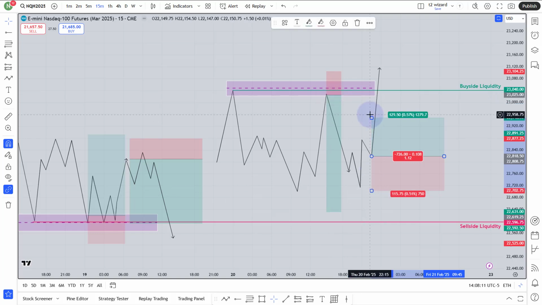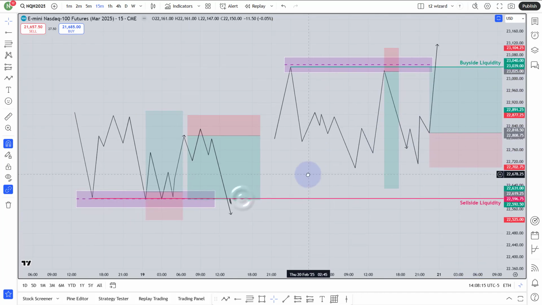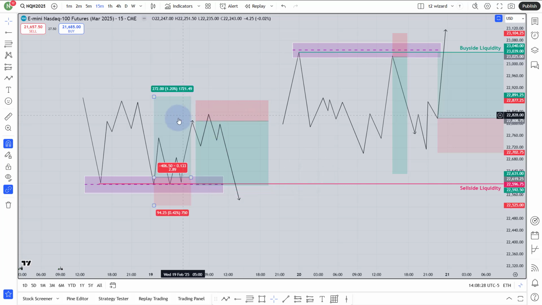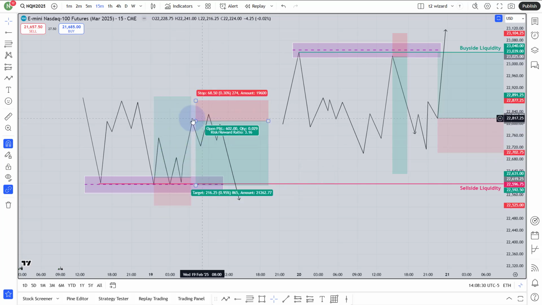So here this will be our target. We ICT traders actually go toward the retail traders' stops. Retail traders' stops are our target. Wherever we see retail traders' stops, we target that liquidity. Now there could be a lot of liquidity.